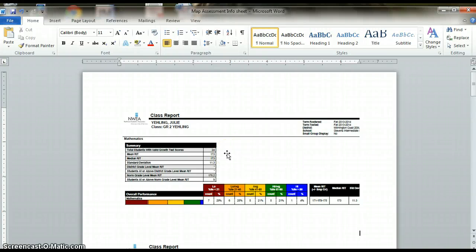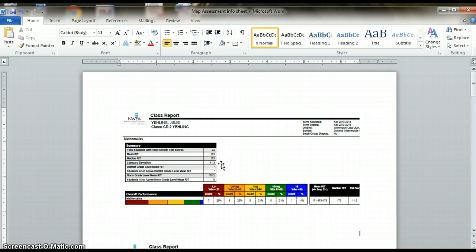Things that I thought were important was the mean RIT score, which on Julie's says 173. That is the average score for this class. The median RIT score, 173, is the median or middle score for this class. The other important thing you may want to know about this score sheet is the standard deviation, which is 11.3.